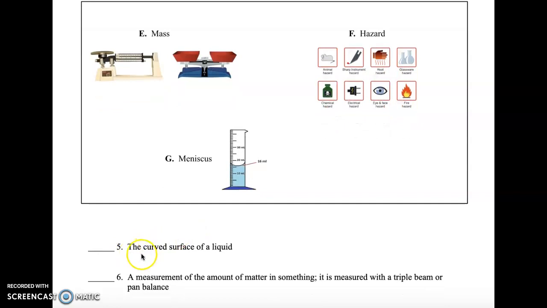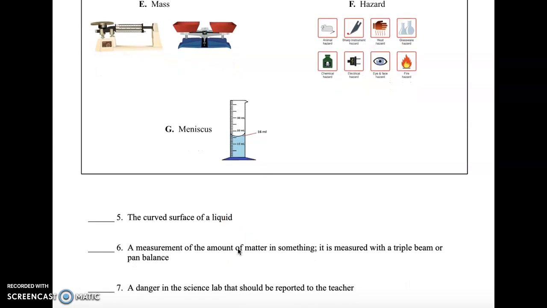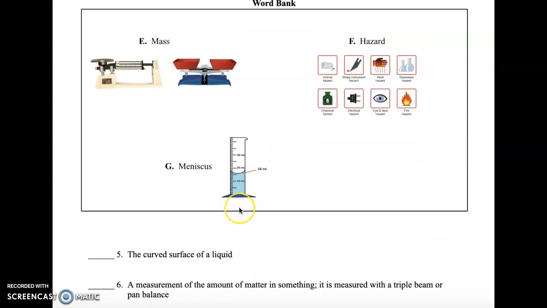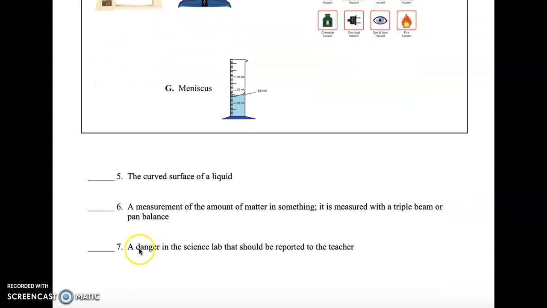Number 5. The curved surface of a liquid. Number 6. A measurement of the amount of matter in something. It is measured with the triple beam or a pan balance. Number 7. A danger in the science lab that should be reported to the teacher.